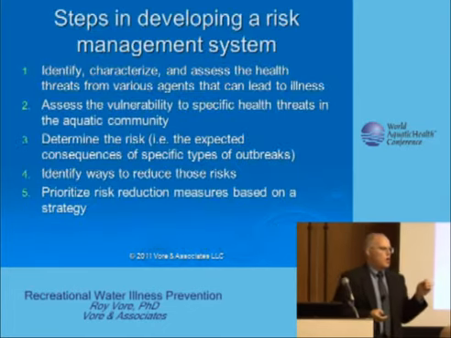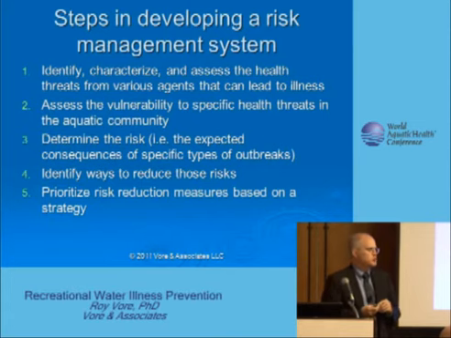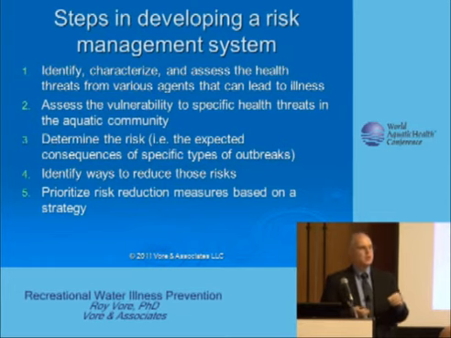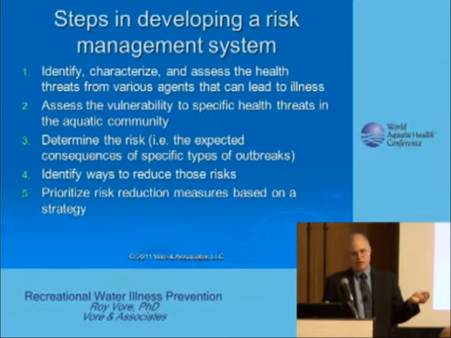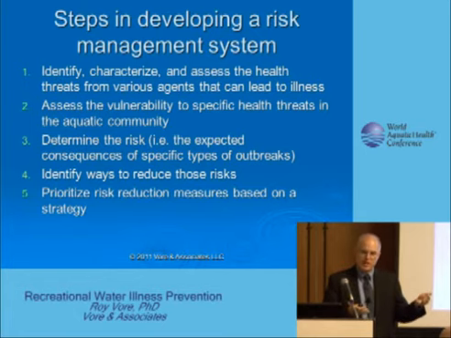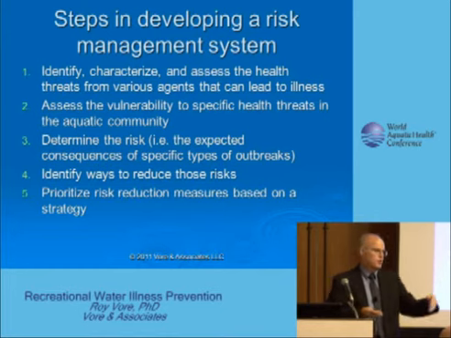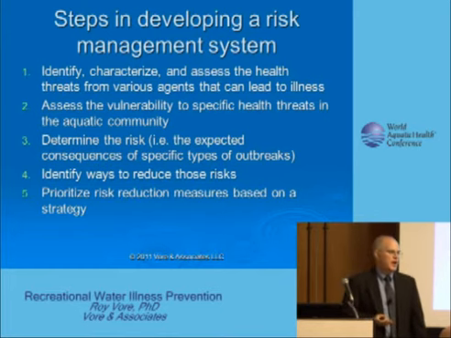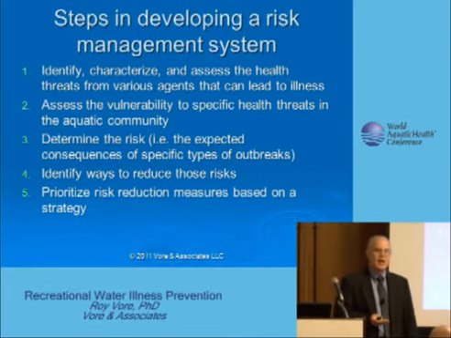All right. If we're going to look at a risk-based recreational water illness management program, what steps would we go through? Textbooks are going to say, identify, characterize, and assess the health threat from various agents. Assess the vulnerability of specific health threats. Determine the risk, the expected consequence. Identify ways to reduce those risks and prioritize risk reduction. And if that sounds like it's right out of a textbook, yeah, that's exactly what I did. I copied it right out of a risk management textbook. And it's jargon.